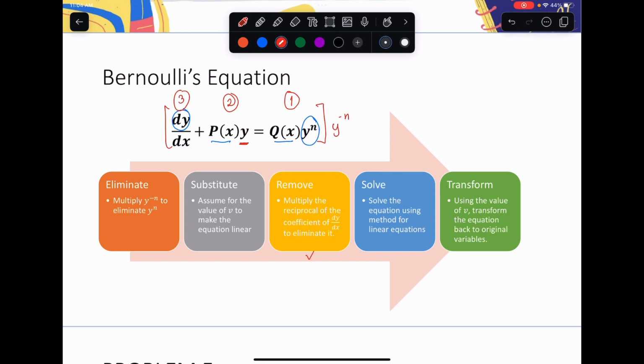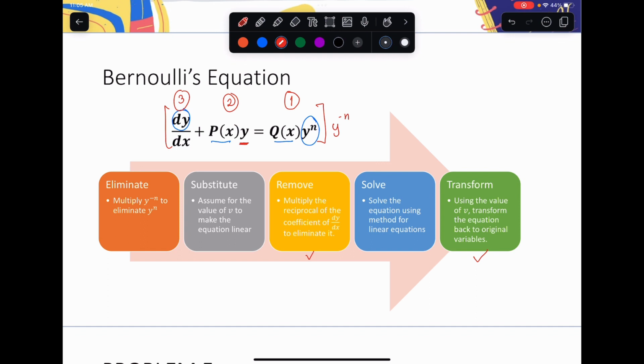Once we were able to do the first, second, and third steps, that is the time that we were able to transform it into a linear equation. Thus, we solve the equation using the method for linear equation. We determine what the p of x is, and then what the q of x is after the substitution. Once we were able to determine the general solution of the differential equation, that's the time that we're going to transform it back to the original variable. We take our original assumption, the value of v, and substitute it into an x and y equation.